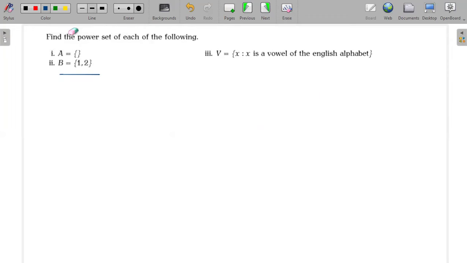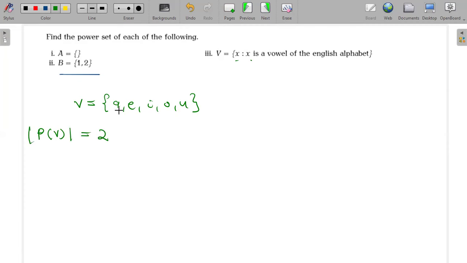Part 3 here is just containing a set of vowels. It's saying X such that X is a vowel of the English alphabet. The vowels of the English alphabet are A, E, I, O, and U. So these here are the vowels of the English alphabet. Now, let's first find the cardinality of this power set. We see how many elements are there.